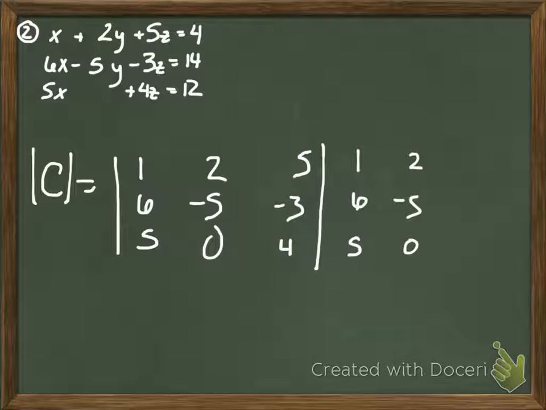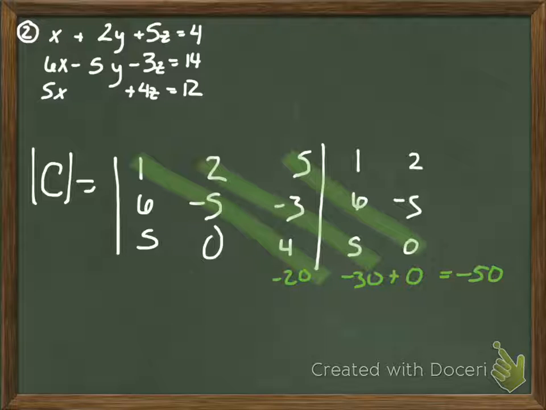So we're going to do our downs minus our ups. My first down is negative 20. Our next down is negative 30. The last down is 0, giving us a grand total of negative 50 for our downs.